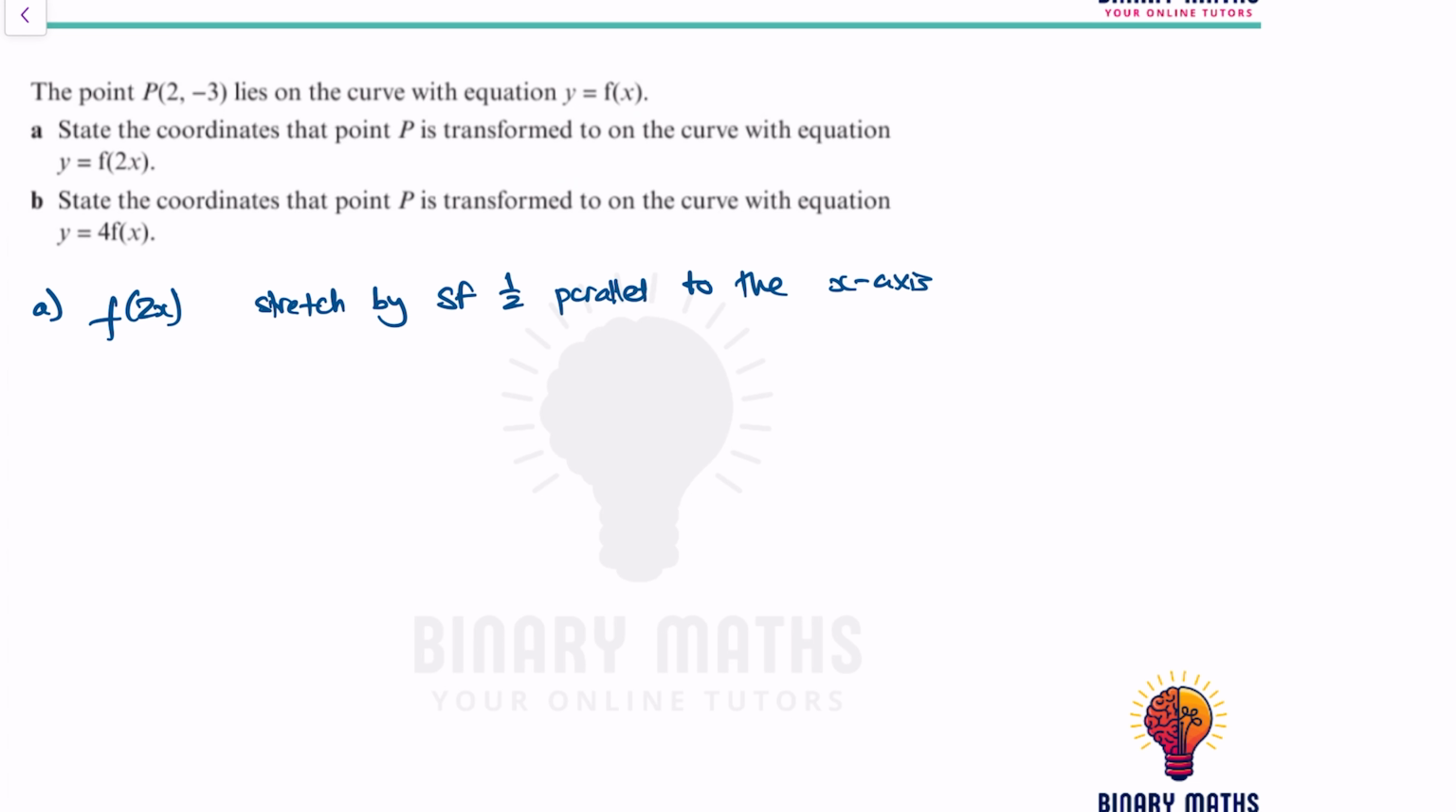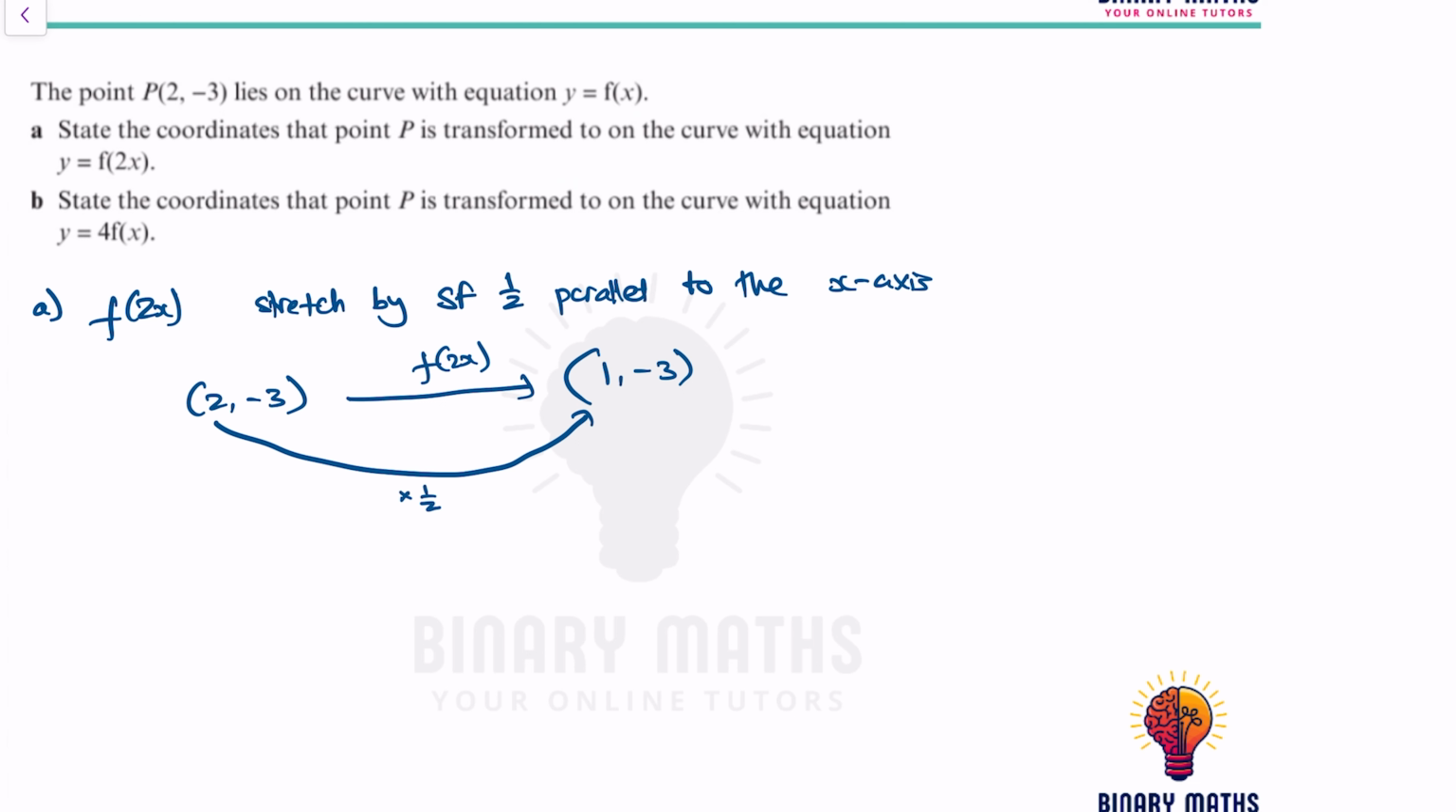Which means the x-coordinates multiply by a half. So that means (2, -3) under f of 2x, the x-coordinate multiplies by a half. So 2 times a half is 1, (1, -3). So the answer is (1, -3).